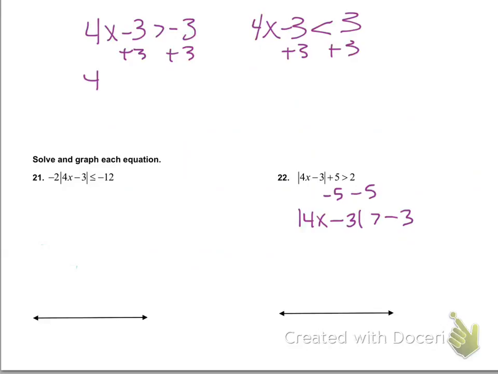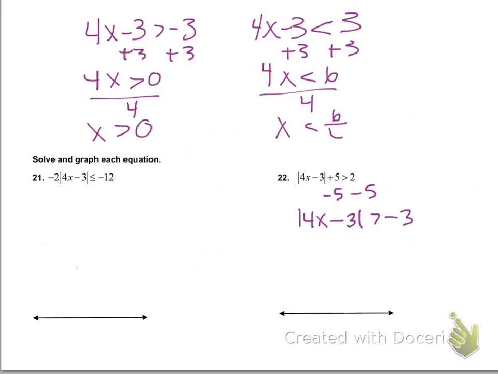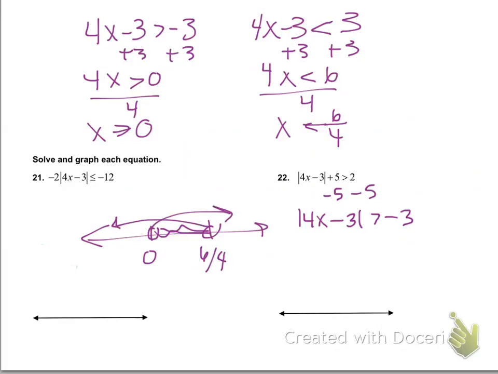So this becomes 4x is greater than 0. When I divide by 4, 0 divided by any number is still 0. This becomes 4x is less than 6. Divide by 4, x is less than 6 over 4. So I have 0, I have 6 over 4. They're both open dots. This is shaded to the right. This is shaded to the left. So that means all real numbers would be included in this because it's an absolute value. You can include negatives. This continues forever this way, and this continues forever this way.